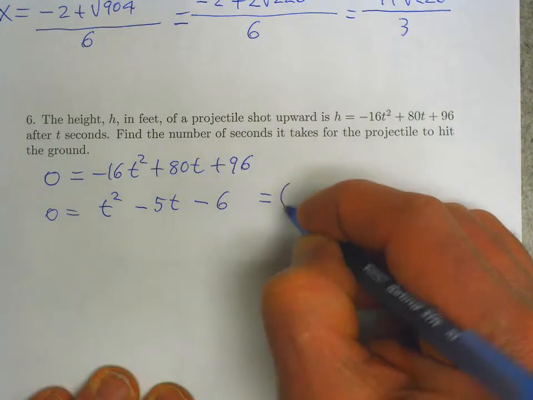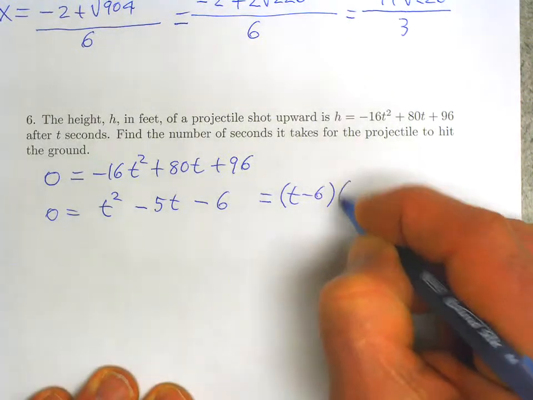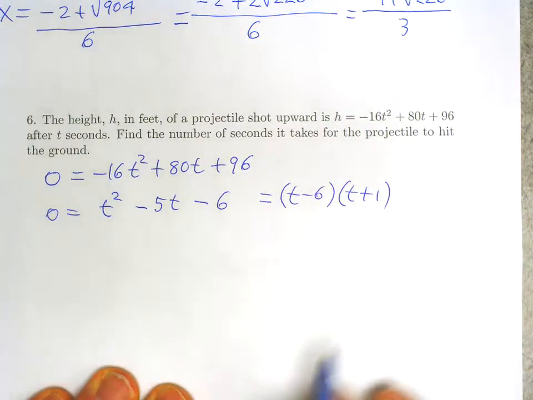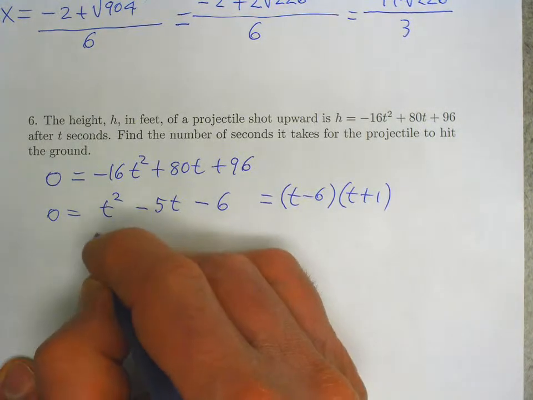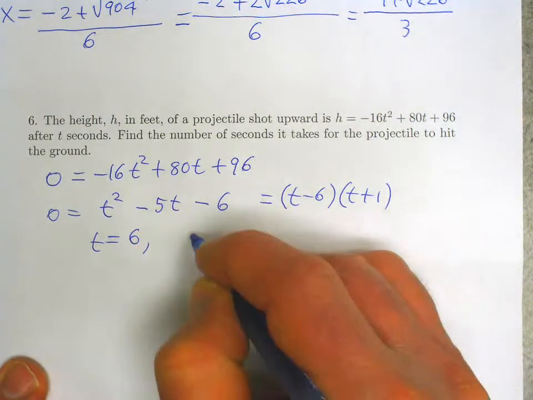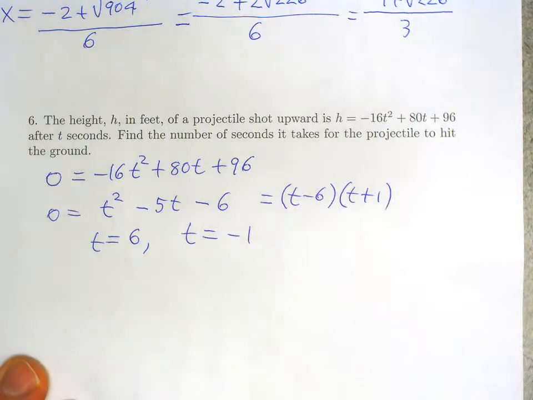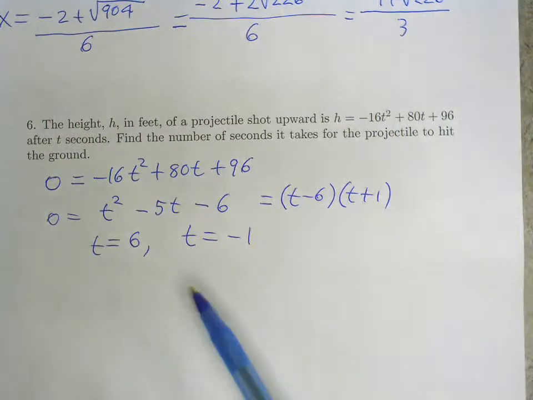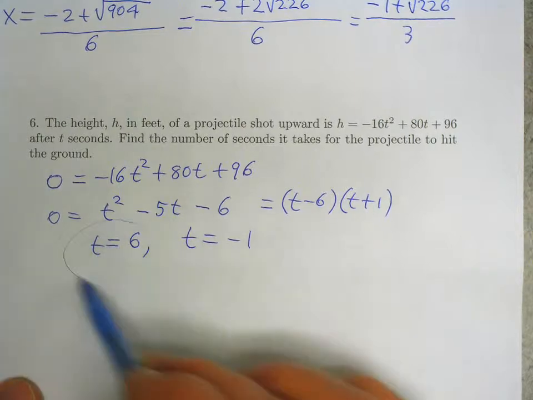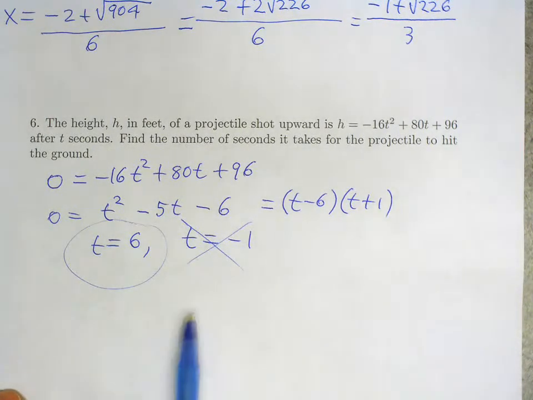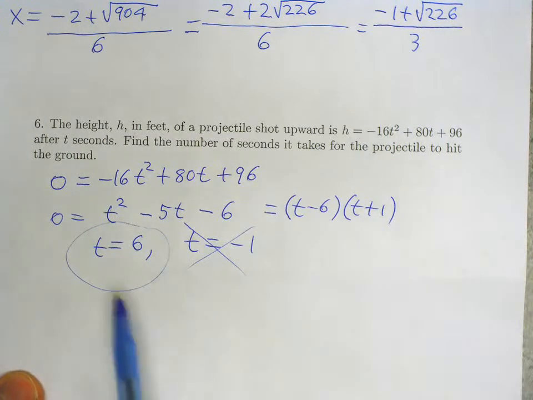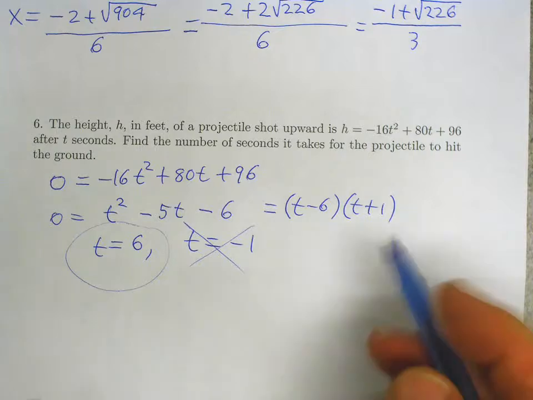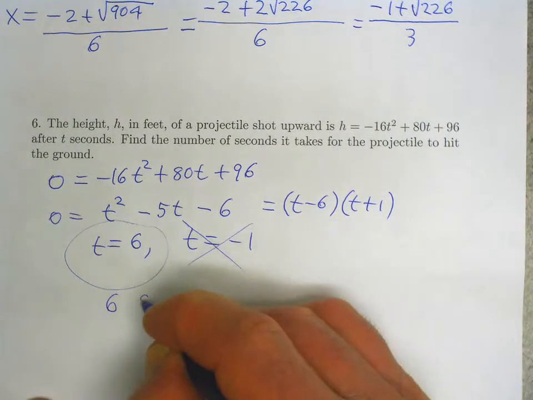So one of the factors is t minus 6. The other factor is t plus 1. And so this equation has two solutions. One is t equals positive 6. The other one is t equals negative 1. So the solution that makes sense in this problem is the positive solution. So in other words, it takes the projectile 6 seconds to hit the ground after it's fired upwards. So 6 seconds.